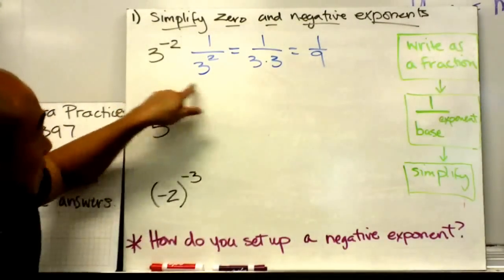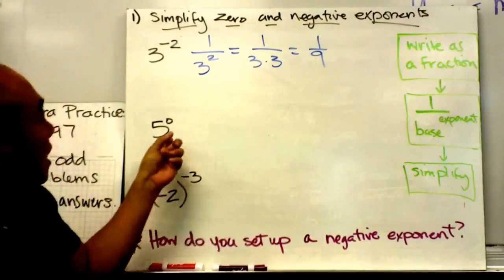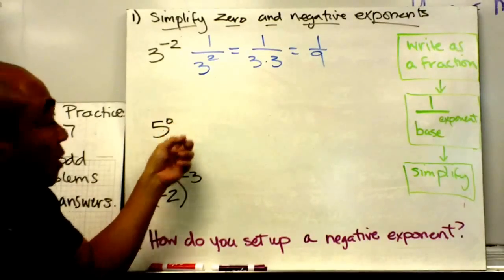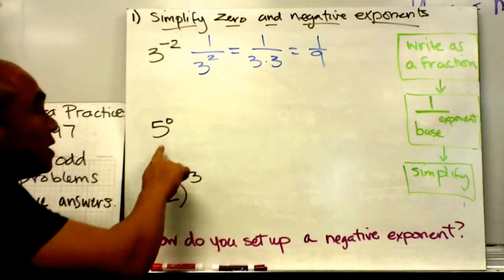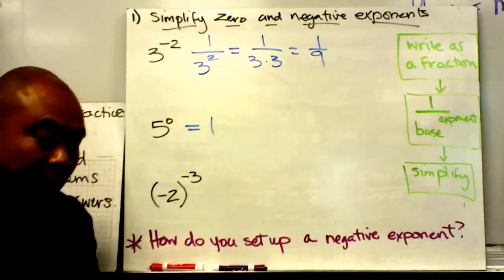Okay? So let's try the next one. Going back to our vocabulary, 5 to the 0 power is just 1. Anything to the 0 power, that's an easy one. We're just going to say it's 1.